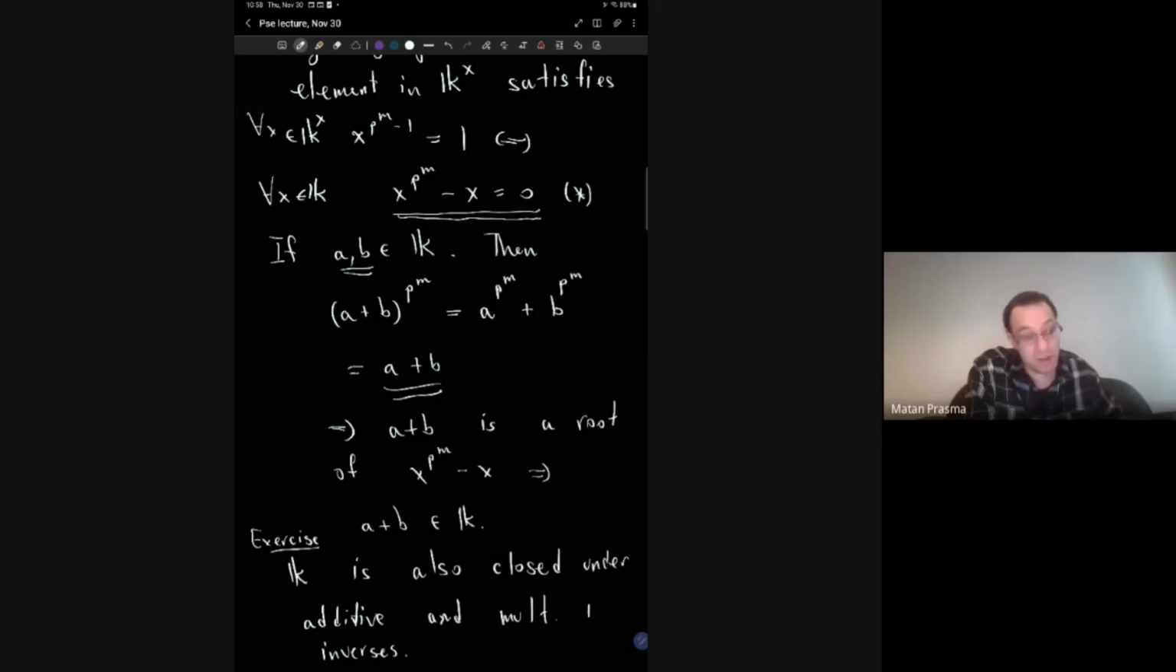Could you go through it? Okay. So the second to last step is fairly easy. If something, let's call it t, is a root of x^(p^m) minus x, if and only if t^(p^m) is equal to t. So if I prove that (a+b)^(p^m) is equal to a+b, it means that it's a root.